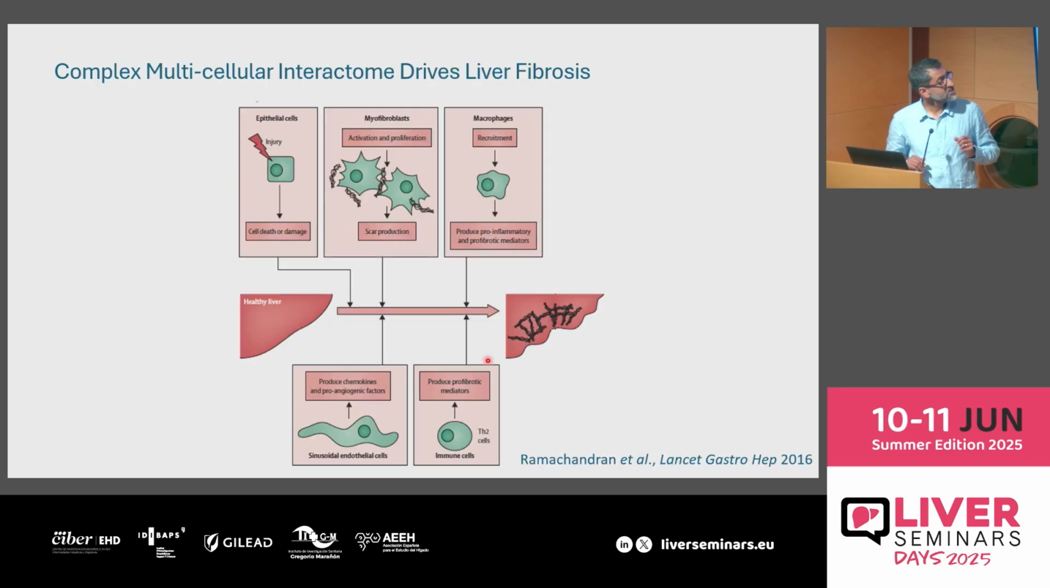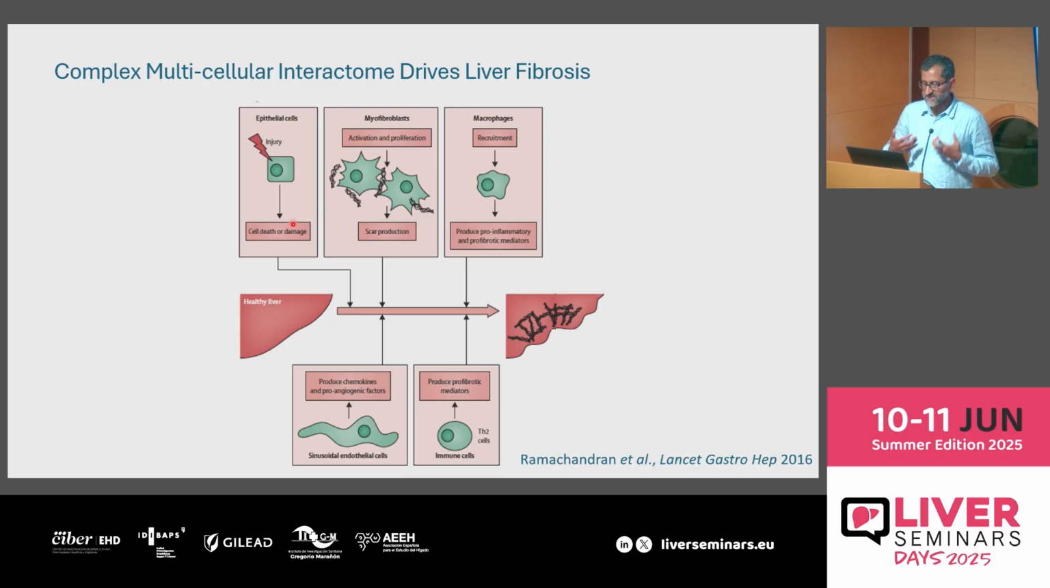Now, I'm going to change this slide in the future and put ducts in here, which are not in. But I've done a more generic thing about epithelial cells. So generally, in the context of fibrosis, what we have is an epithelial injury. So hepatocytes generally in MASLD, or biliary cells in ductal or biliary diseases. And that causes cellular damage.